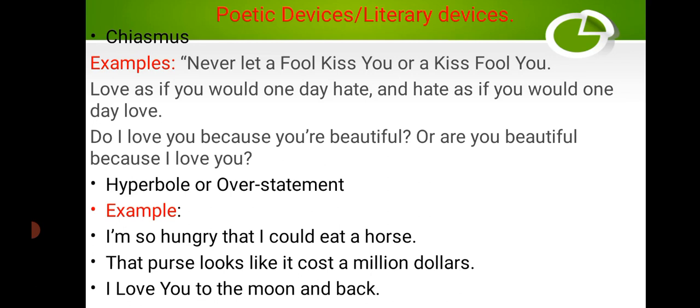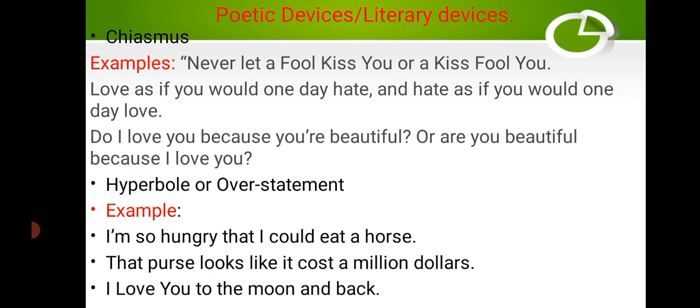Now, I would like to use an example to explain chiasmus for your understanding. Never let a fool kiss you or a kiss fool you. First of all, I will not go so much into detail about what this means, but the structure is what makes it chiasmus. The structure of the clause, the structure of the statement, or the structure of the phrase. The first part of this clause says, never let a fool kiss you. Then the second part says, a kiss fool you. So fool kiss you, kiss fool you.